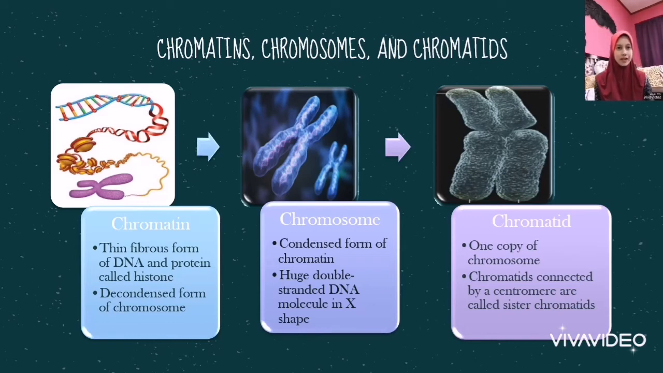We have understood the chromosome and chromatin, but what is chromatid? Okay, so chromatid is one copy of a chromosome, where it is either of the two strands of a replicated chromosome. The chromatids connected by a centromere are called sister chromatids.